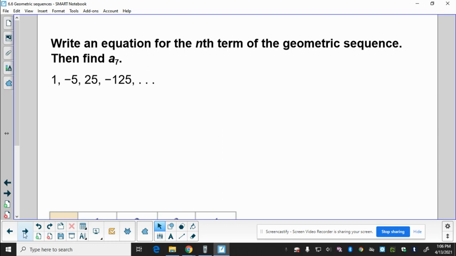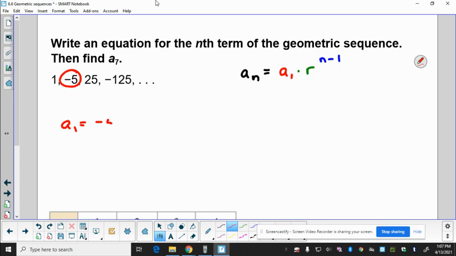Okay, let's try another one. So remember, we've got our formula. So I'm going to rewrite it here. Okay, and let's see if we can figure out every part of that in whatever order you want to. So I might just go through this in the order in which it's established. So a sub 1, that's my first term, okay?